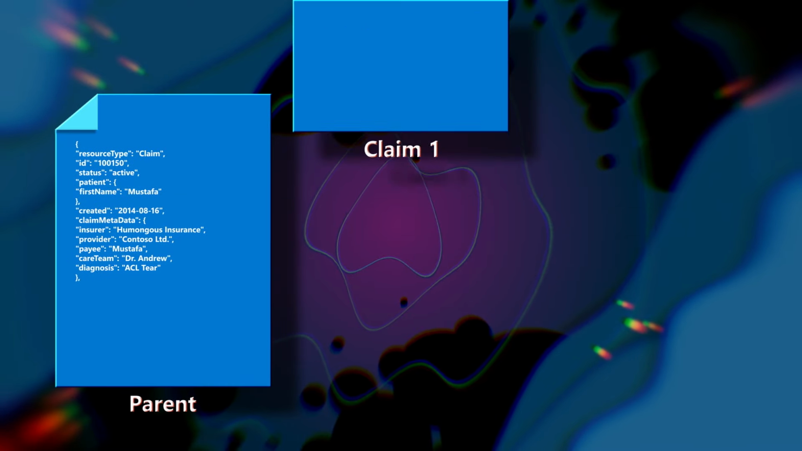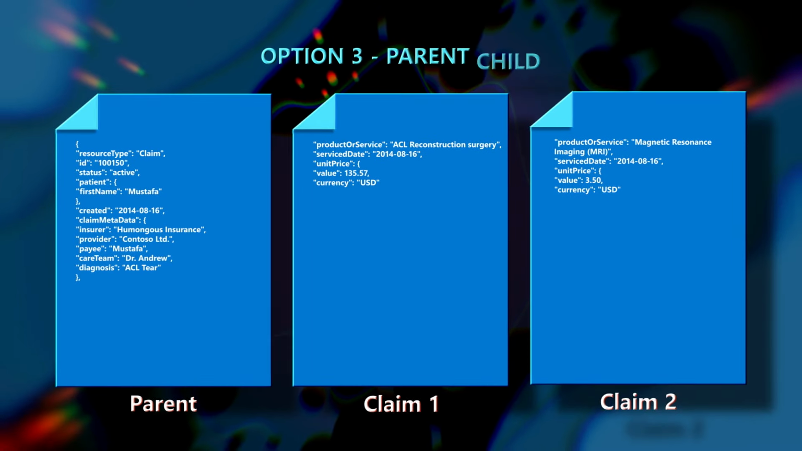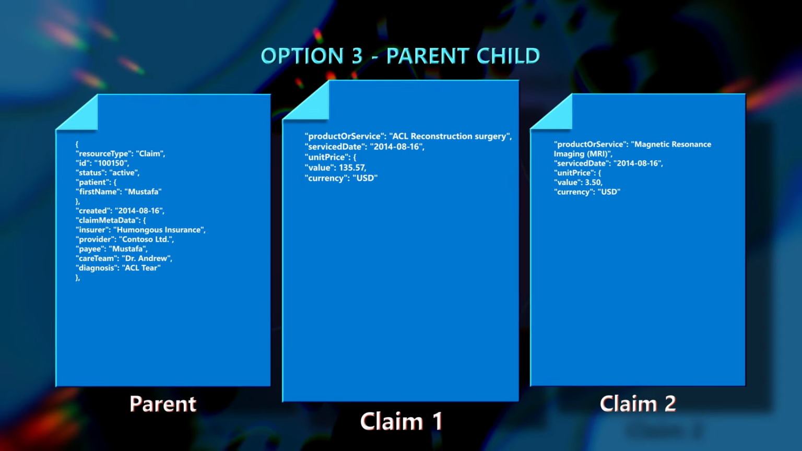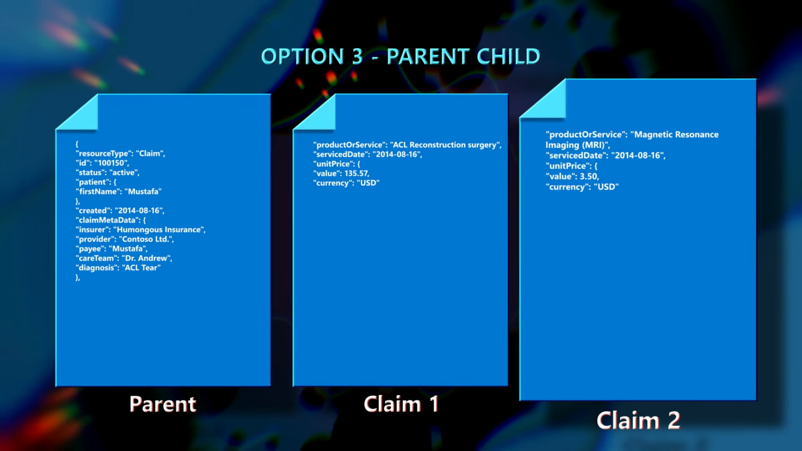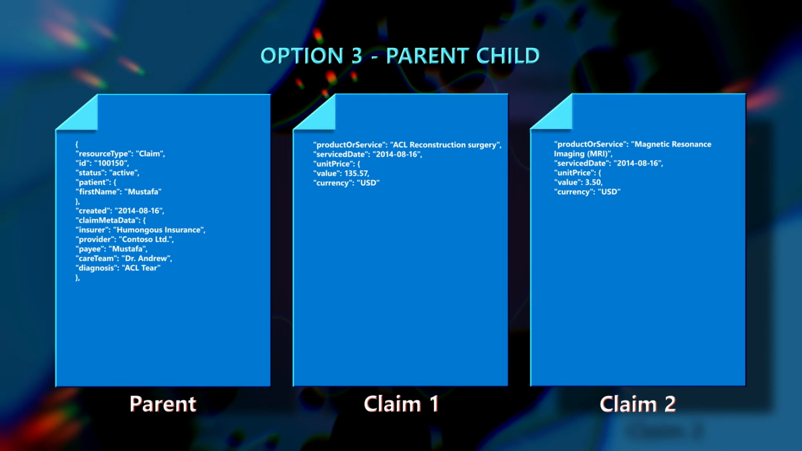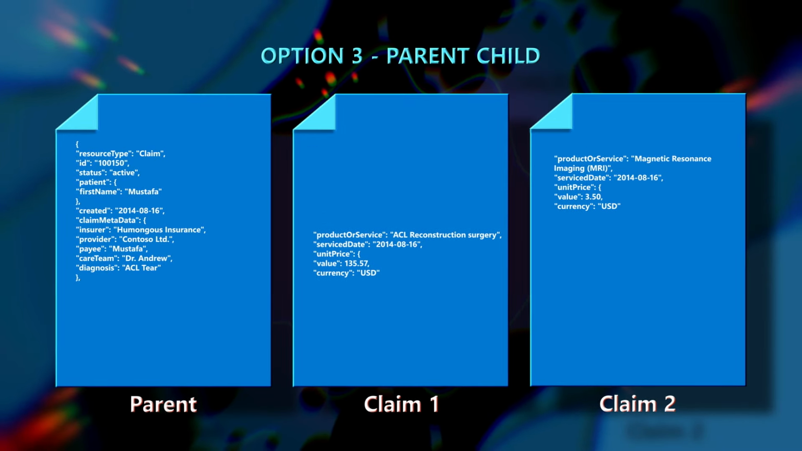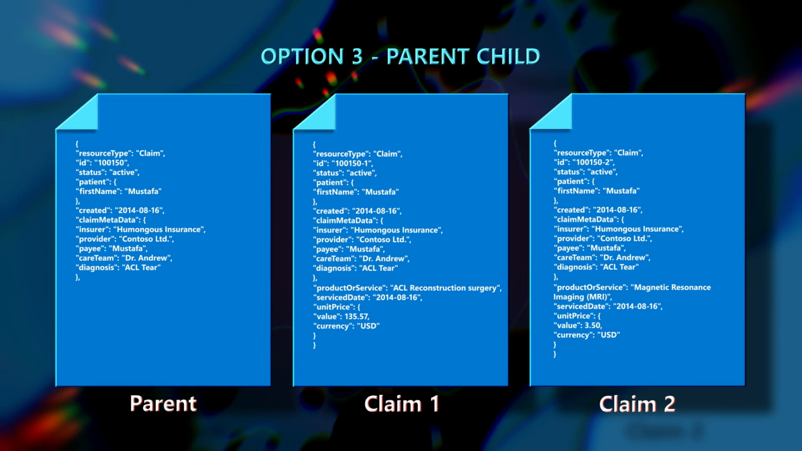Instead of embedding children into the parent record, embed and copy the parent record into the child records. So with this third option, what we're going to do is take a document line item, and here I have a document for the ACL reconstruction surgery, as well as a document for the MRI. And because we frequently query off of certain fields in these documents, we're actually going to copy the parent object and duplicate it across these other documents.